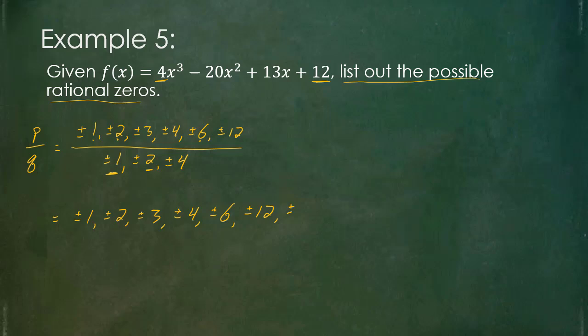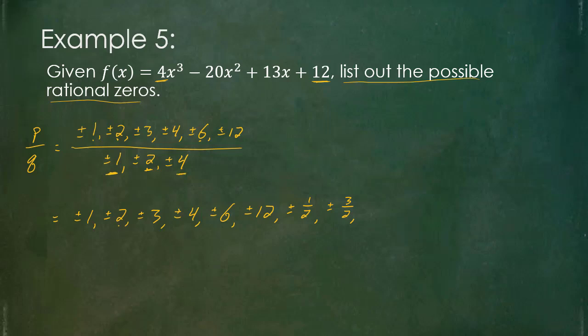So that would be plus or minus 1 over 2, so 1/2. Plus or minus 2 over 2, well that's 1. I've already got that number in my list. 3 over 2, that one I don't have, so that's new. 4 over 2 is the same as 2. I've already got that in the list. 6 over 2, that's the same as 3. I've already got that. And 12 over 2, that would be 6. I've already got that. So I'm pretty much done with the over 2.